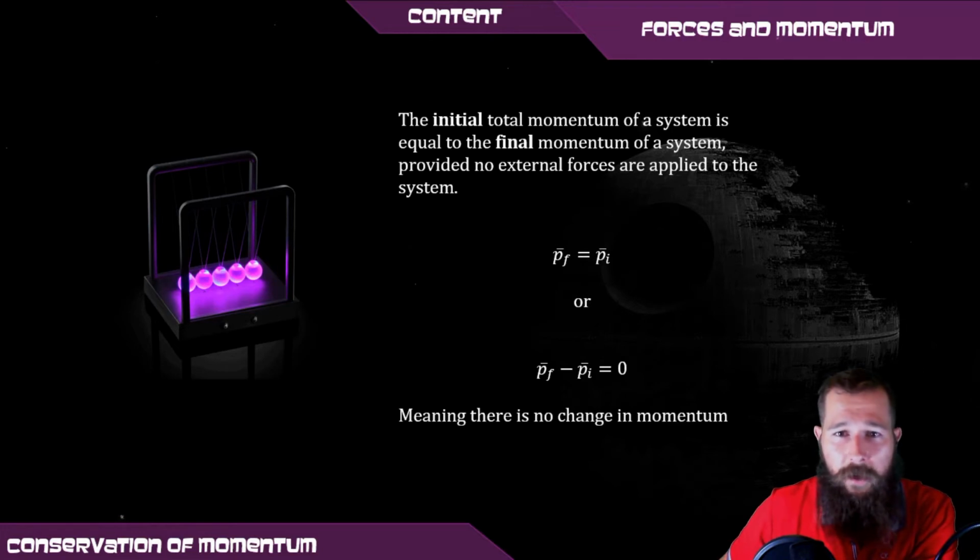Writing it with an equation, the final momentum is equal to the initial momentum, keeping in mind that momentum is a vector quantity. And rearranging this equation, you can see that the final take initial is 0, meaning there is no change in momentum.